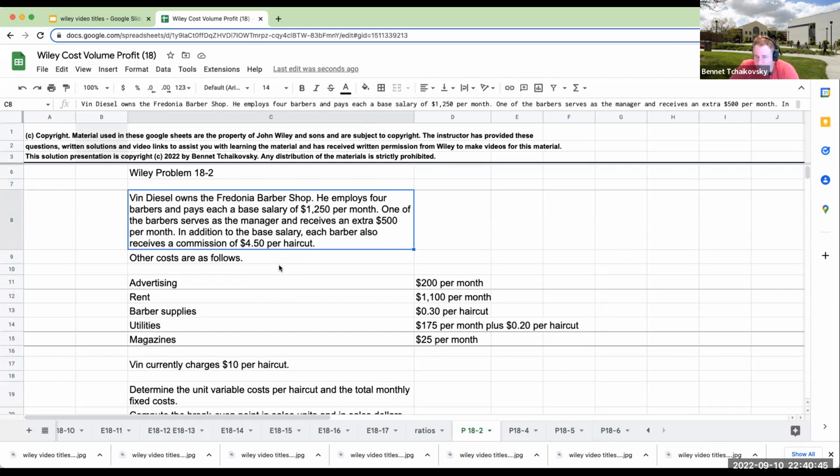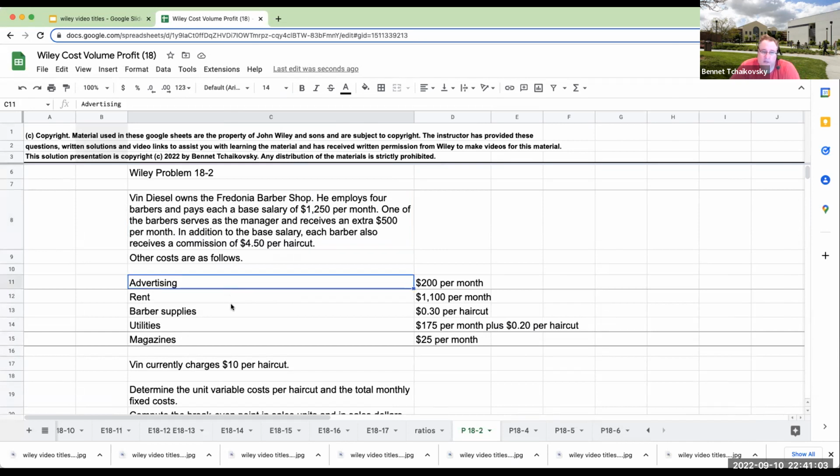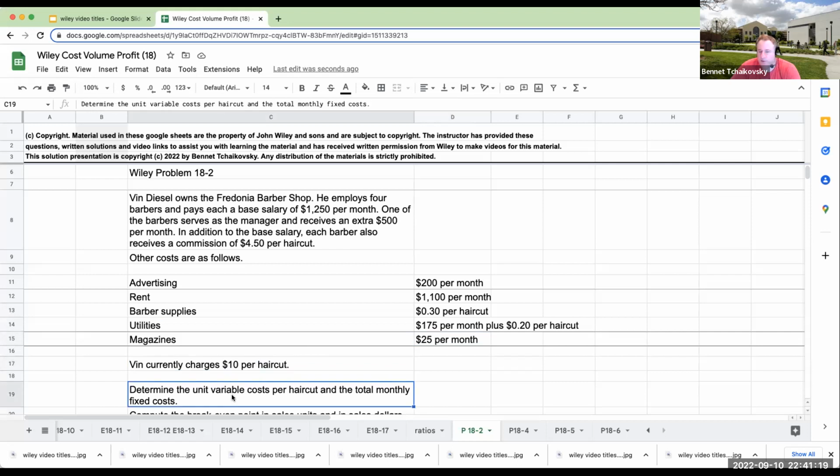He employs 4 barbers and pays each a base salary of $1,250 per month. One of the barbers serves as the manager and receives an extra $500 per month. In addition to the base salary, each barber also receives a commission of $4.50 per haircut. Other costs are as follows: advertising, rent, barber supplies, utilities, and magazines are $25 per month. They charge $10 per haircut. Determine the unit variable cost per haircut and the total monthly fixed cost.